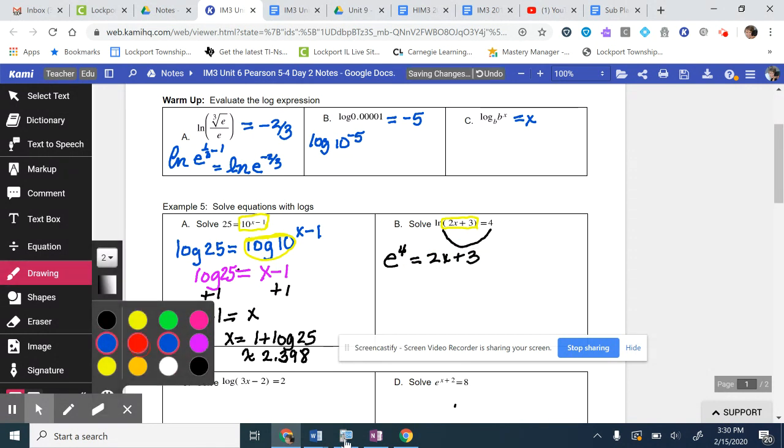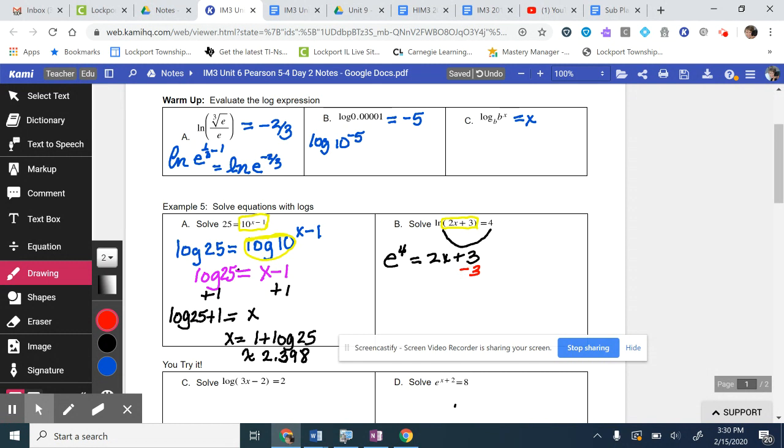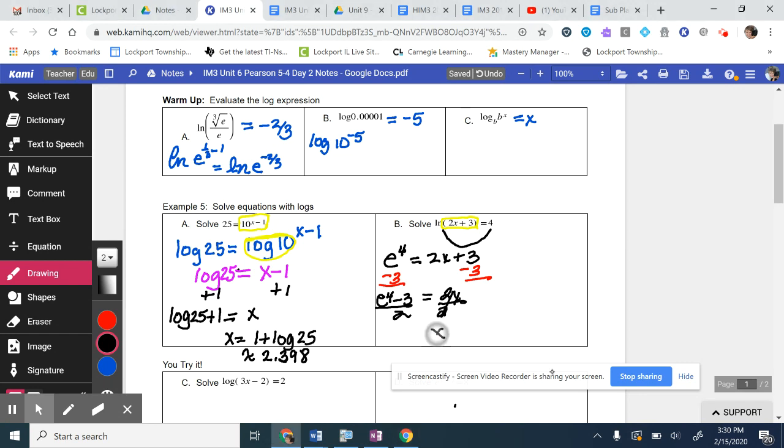And then again, this is just like a good old-fashioned equation. I have 2x is equal to e to the fourth minus 3. I would divide both sides by 2 to get 1x is equal to e to the fourth minus 3 over 2. And again, we're going to get the calculator and get a decimal approximation for this answer.